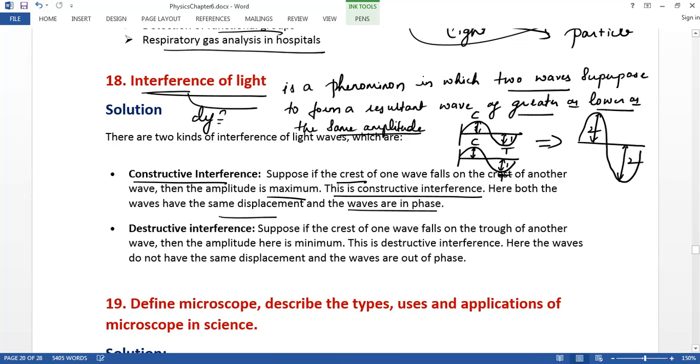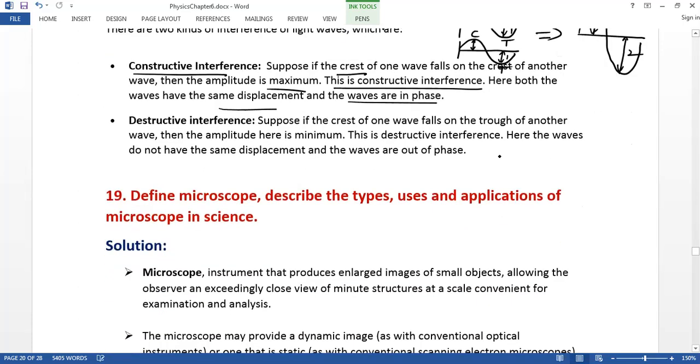The basic thing is that one crest should fall on another crest, they will superimpose, and the resultant will be the addition of these two crests. Okay, next one is destructive interference. Let us draw the diagram over here.